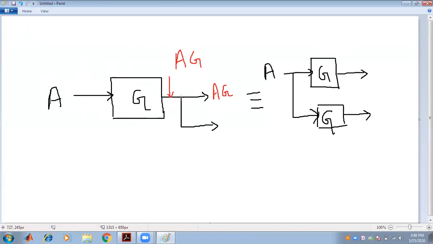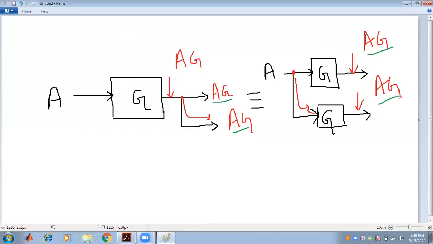The AG value here is coming down here, so the output is AG. Now take A, which is multiplying with G again, so the output in this particular block is AG. And the same concept, this A is taken from here and multiplying with G, so the output here is AG. So if I take the outputs, they are AG and AG. Both of the outputs are the same. So this is another process of block reduction technique.